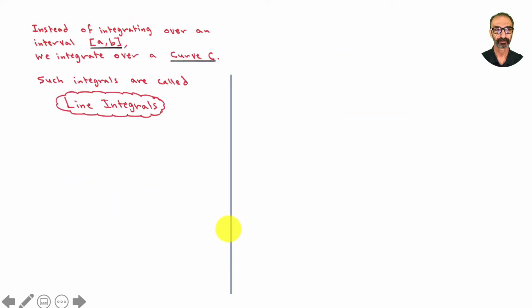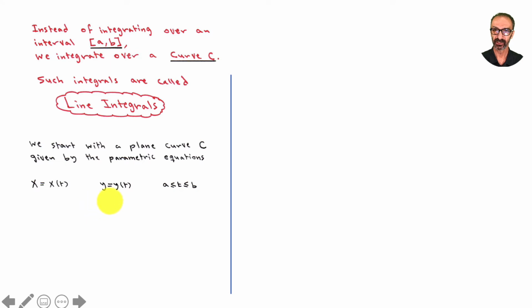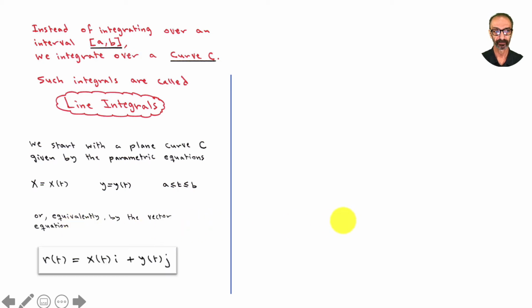So let's move on. Instead of integrating over an interval from A to B, we integrate over a curve C. And that's called line integrals. So instead of a flat interval from A to B in x, we are actually tracing the curve from point A to point B. We start with a plane curve C given by the parametric equations x equals x of t, y equals y of t, and t goes from A to B. Equivalently, by the vector equation, writing it as a vector, x of t i plus y of t j.